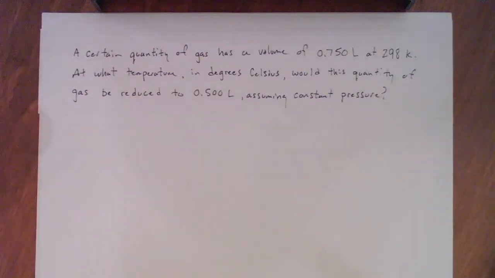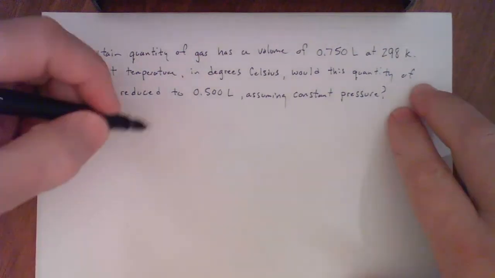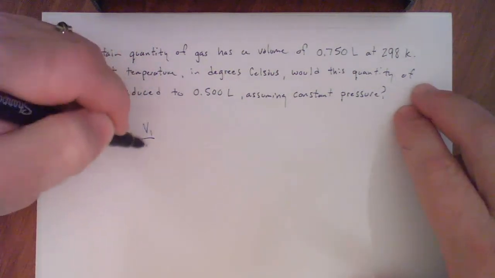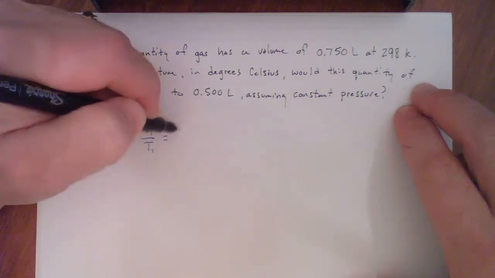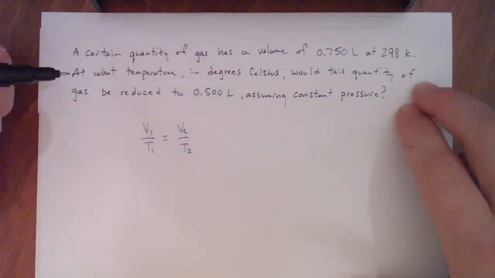We've got a certain quantity of a gas that has a volume and a temperature. We want to know what temperature in degrees Celsius this quantity of gas would be reduced to, assuming constant pressure. So we know it's going to be under constant pressure. That means it should be V1 over T1 equals V2 over T2, because the pressure is constant. So I just removed the pressure.